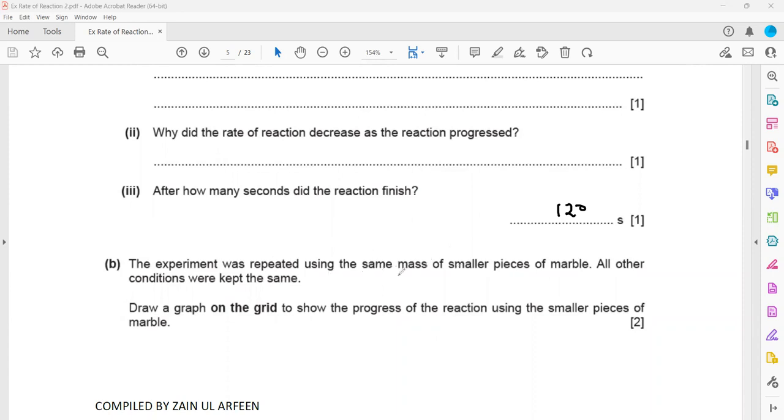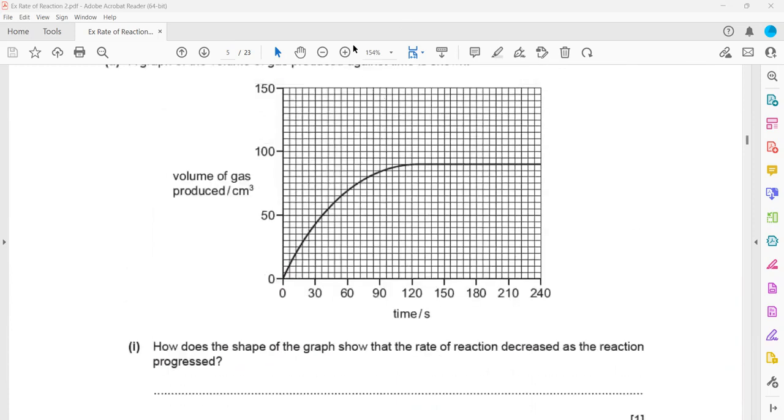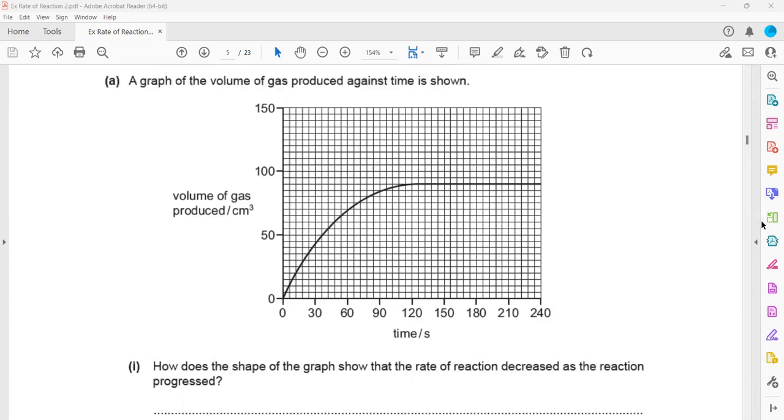The experiment was repeated using the same mass of smaller pieces of marble. On the grid, we have to sketch a graph. If we are using small pieces, it means they will have a large surface area. But we kept all the conditions the same. What will be the shape of the graph? You can use screen annotation to complete. If I use small pieces of marble chips, what will be the shape of the graph?